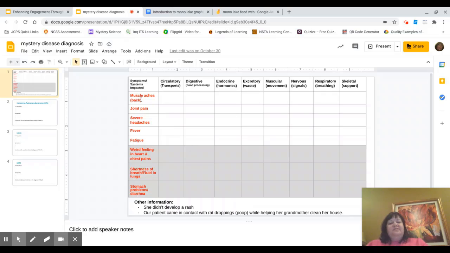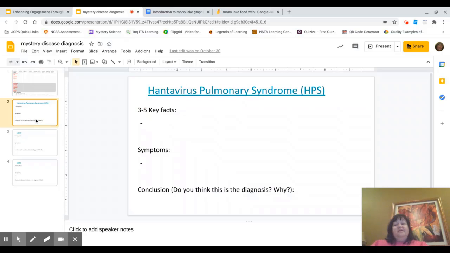And so this slide here, the group just kind of worked together. They're split into groups and they work together to determine where each symptom, what system might be impacted. So that was just kind of a review of the systems based on her symptoms and other information. But what was cool is I made different breakout rooms.